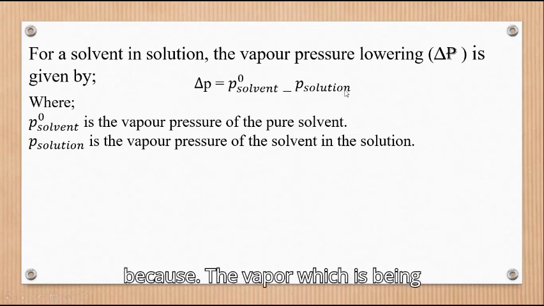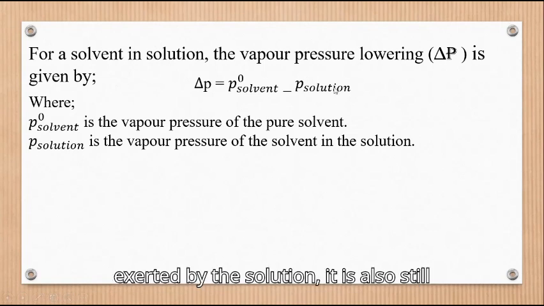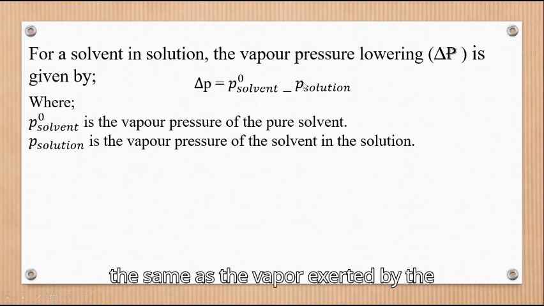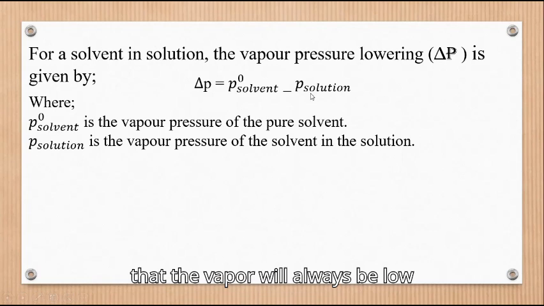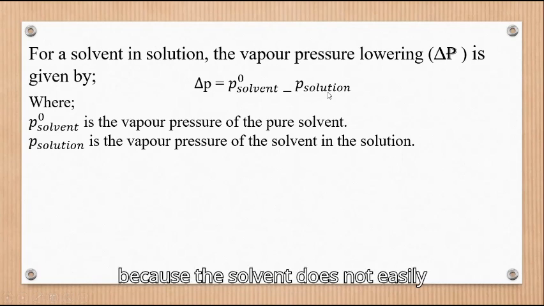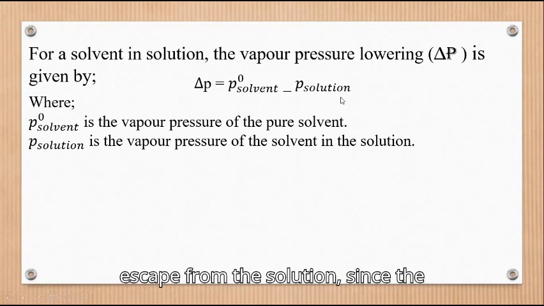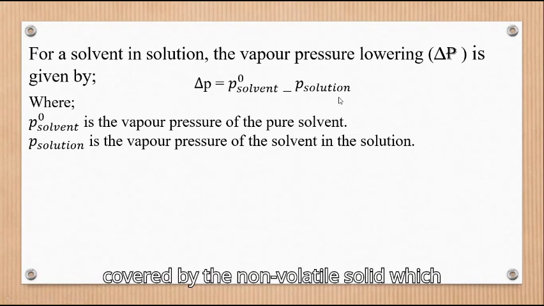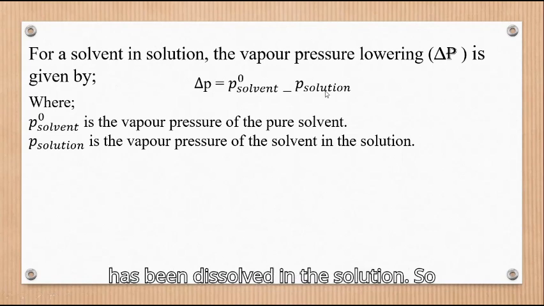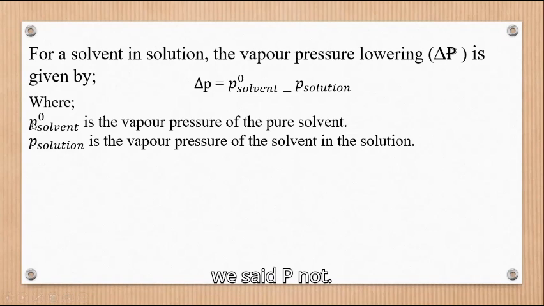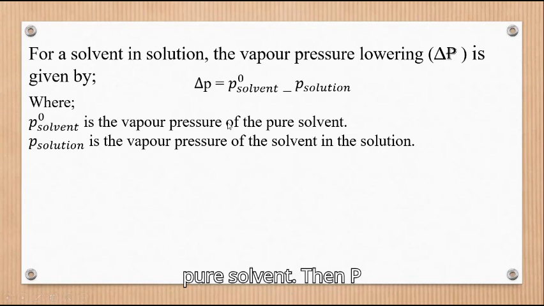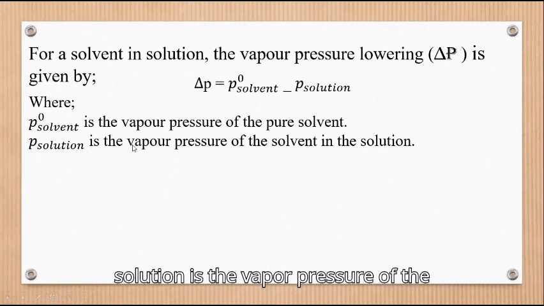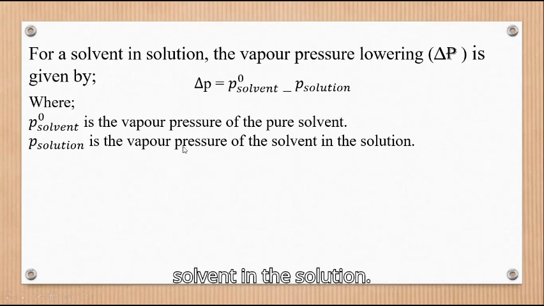This is because the vapor exerted by the solution is still the same as the vapor exerted by the solvent which is in the solution. Only that the vapor will always be low because the solvent does not easily escape from the solution, since the surface of the solution has been covered by the non-volatile solute which has been dissolved in the solution. So we said P naught solvent is the vapor pressure of the pure solvent. Then P solution is the vapor pressure of the solvent in the solution. Thank you.